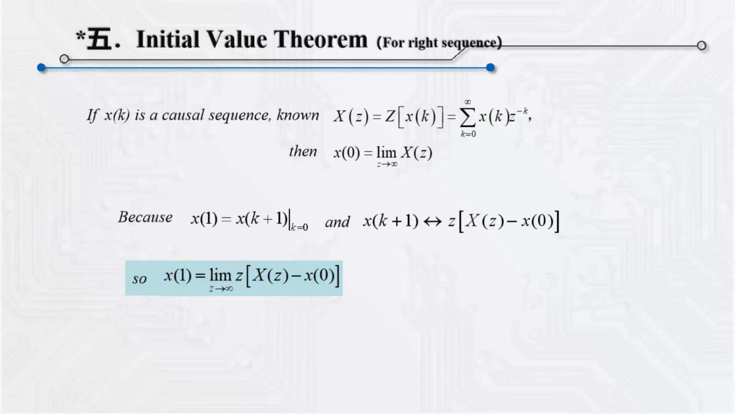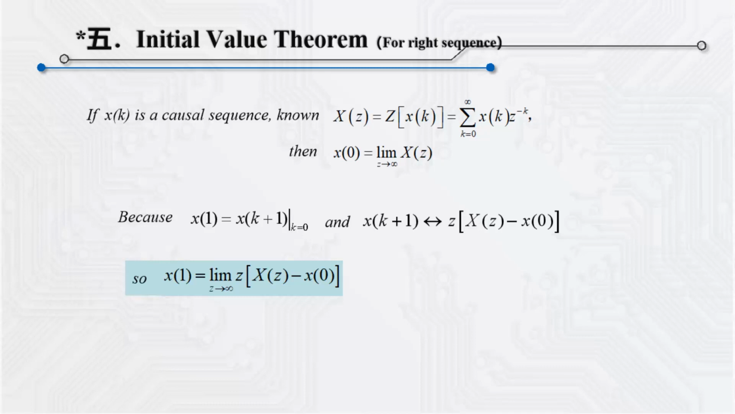Then let's analyze another property, the initial value theorem. This is a very useful theorem. It applies to the right sequence. First, x of k is a causal sequence. We know that its z transformation is defined as follows. Then, what is the initial value at this time? The initial value of this sequence, x of 0, can be found from its corresponding z transform by finding the limit where z tends to infinity. This is the initial value x of 0.